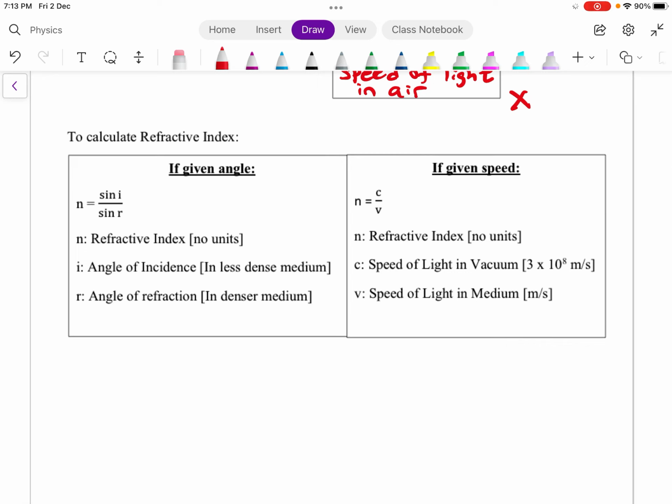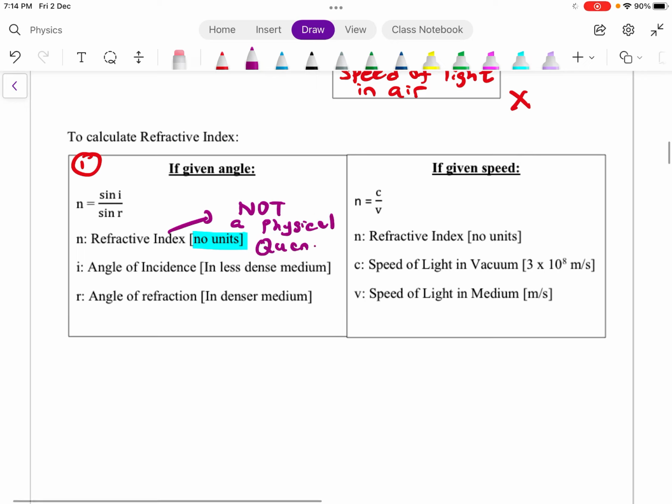The next thing is, how do we calculate the refractive index of a particular medium? There are two formulas. The very first formula is n equal to sine i over sine r. n is the refractive index, and there shouldn't be any units. No units means this is not a physical quantity. Remember what a physical quantity is: it must have a magnitude and a unit. Since this is a ratio, there's no unit, so it's not a physical quantity.